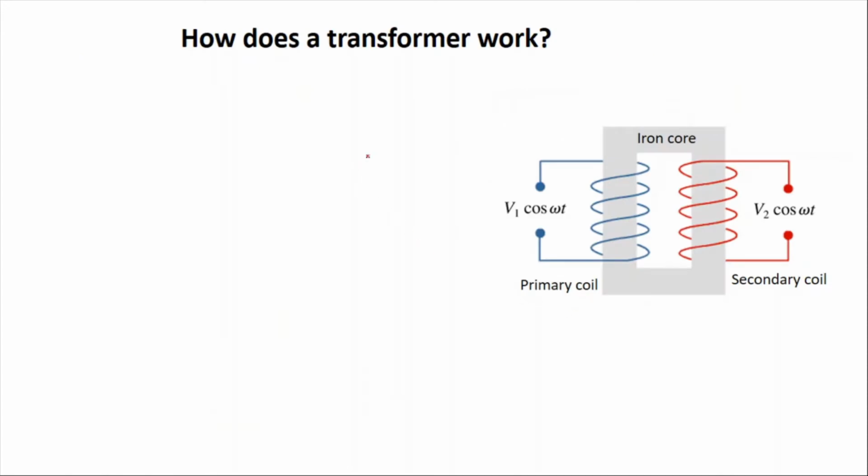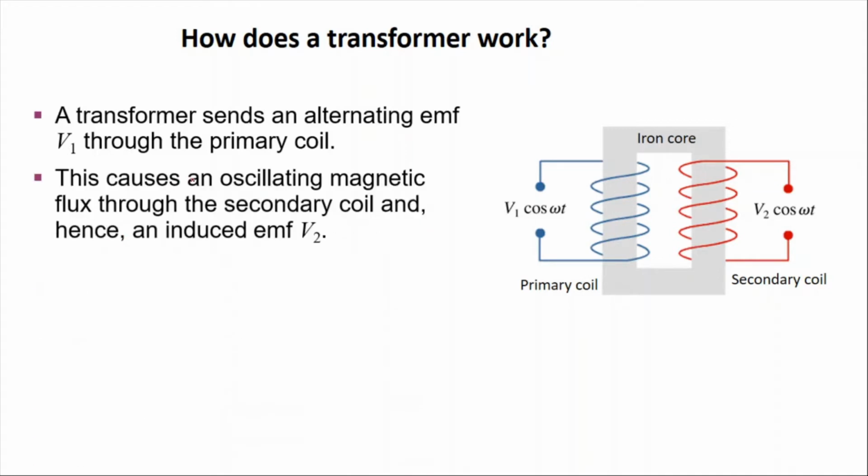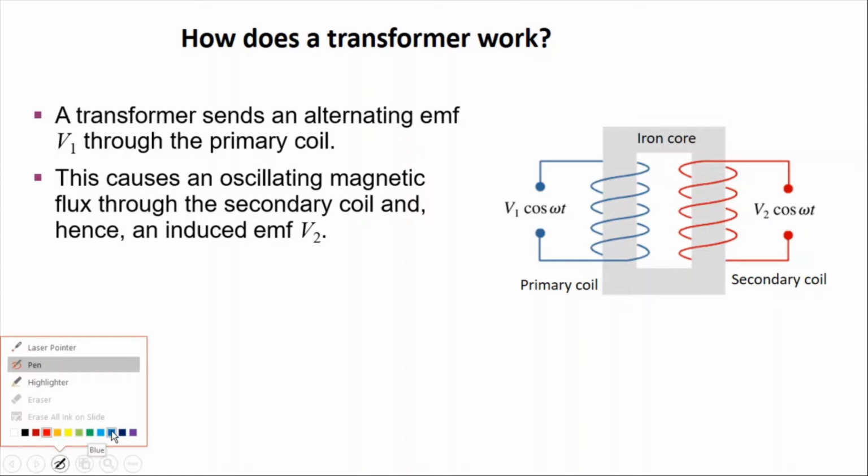Let's look at how a transformer works. A transformer sends an alternating electromotive force V1 through the primary coil. This is the primary coil, and this is an alternating current source, and an alternating electromotive force is sent through this coil. And then this causes an oscillating magnetic flux through the secondary coil, and hence an induced electromotive force is produced here. Let me show it by drawing magnetic field lines, and let's use this color.